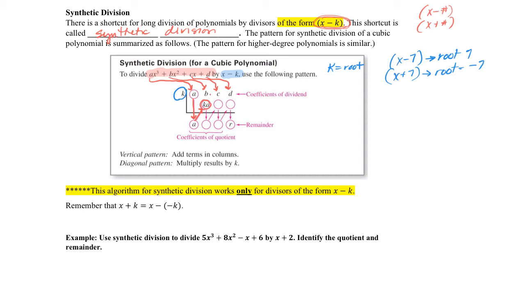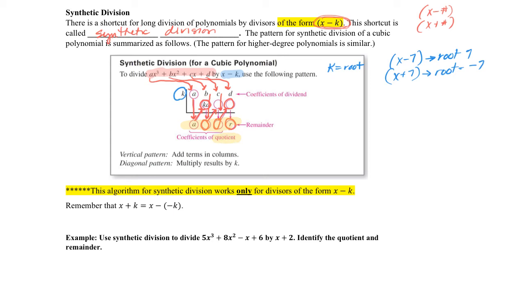Then I add down again, b plus k times a gives me this next value. Whatever this is, I multiply by k to get that value. Add down, multiply, gives me this one, add down, and then that last value is my remainder. Now the values in the bottom row that I'm left with are the coefficients of the quotient.